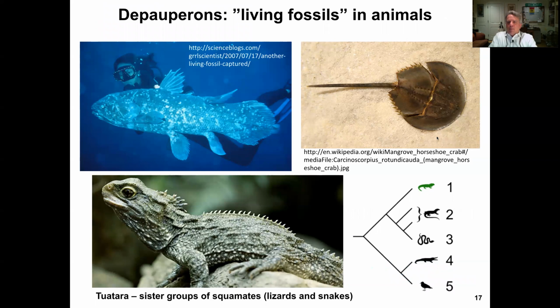Now, in terms of depauperons, I wish we had more time to talk about this. It's something I find really interesting. And this comes to this shaky idea in evolutionary biology of living fossils. Living fossils are lineages that have exhibited very little phenotypic evolution in their history. So we could go back and find fossil horseshoe crabs that look just like living horseshoe crabs that are hundreds of millions of years old.